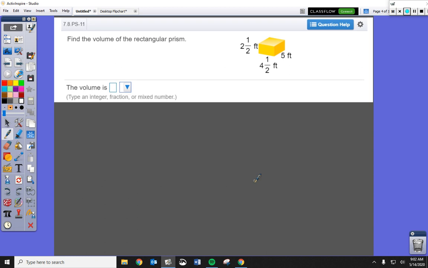Find the volume of the rectangular prism. Again, I'm going length times width times height. Height is here. Length goes left to right. Width goes front to back. You want to think of it that way. And again, I'm going to do this one a little differently: area of the base times the height. Well, the base is the length and the width. If I were to draw a line here, it's right here.